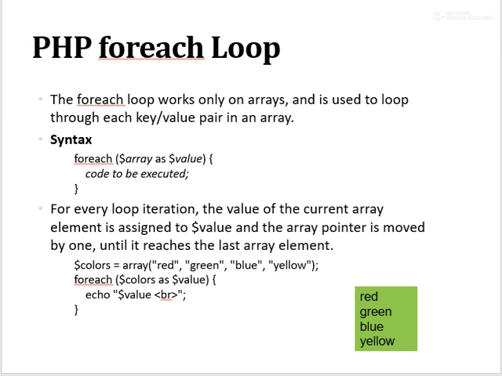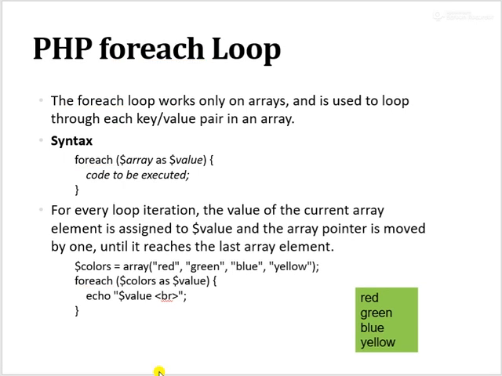Then comes the foreach loop. The PHP foreach loop works only on arrays, and we use this loop to loop through each key value pair in an associative array. You can use the foreach loop with a normal indexed array as well. The syntax is we use the keyword foreach, and then the name of the array is given over here, then as is the keyword, and then this value, and then the code to be executed.